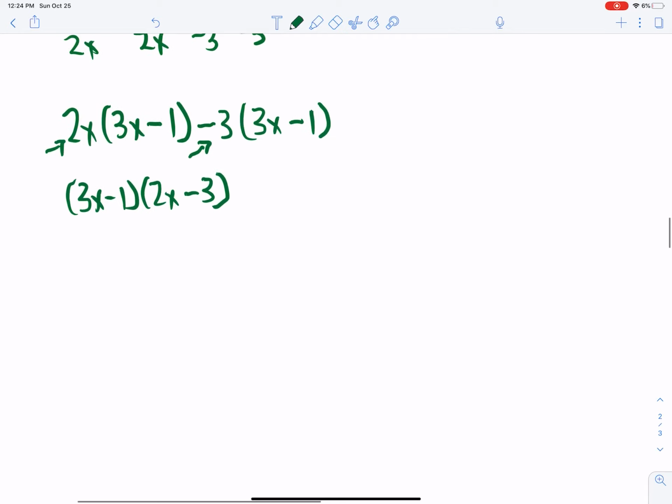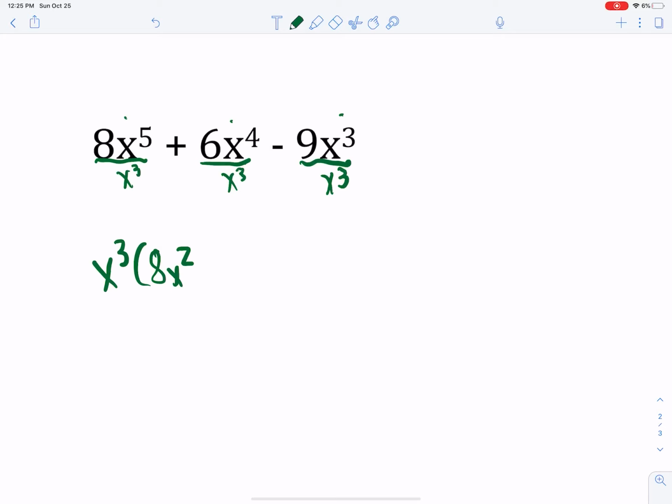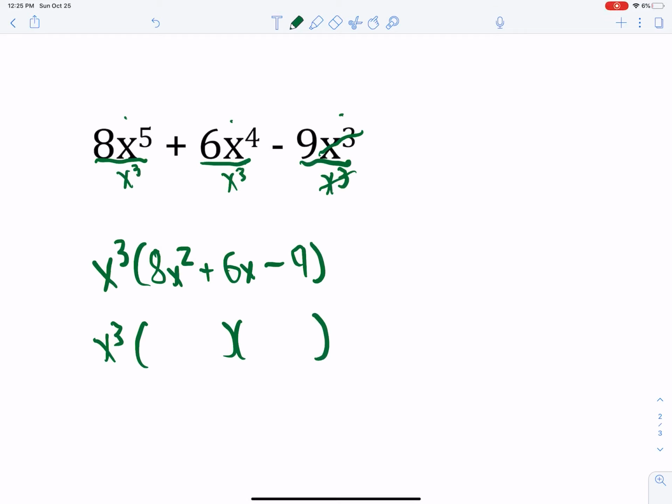So to see what's left, I divide them all by x to the 3rd. 8x to the 5th divided by x to the 3rd is 8x squared. 6x to the 4th divided by x to the 3rd is plus 6x. Minus 9x to the 3rd divided by x to the 3rd, we would just have minus 9. Now, I've got an x to the 3rd at the beginning, and I know I want to split that next group up into parts.